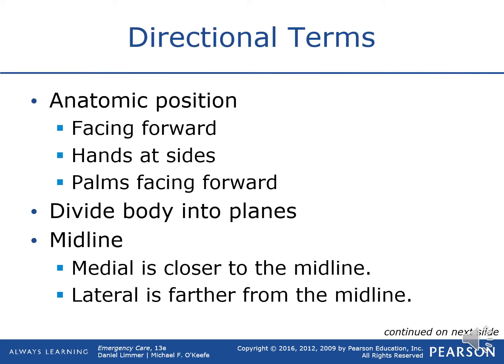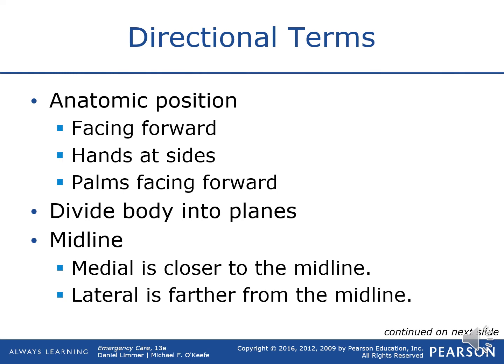So we're going to start out with the anatomic position. The anatomic position is the position that we reference anything to. So whenever you have an injury that you're describing, you have to picture the anatomic position as you're describing it. The anatomic position is facing forward, your hands are down at your sides, and your palms are facing forward towards the person looking at you.